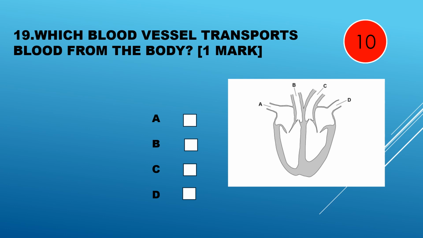Question 19. Which blood vessel transports blood from the body? A, B, C or D? Blood from the body is carrying deoxygenated blood back into the right hand side of the heart, so therefore it's blood vessel A.